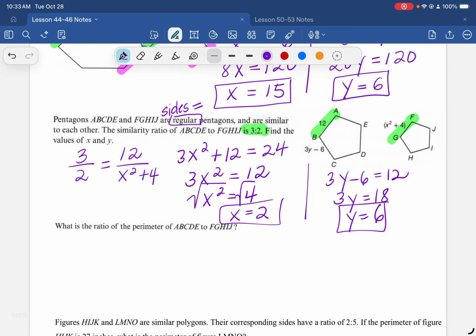Technically, if I know that theorem, I can just write down 3 to 2 and box it, because I know that the perimeter ratio is equal to the corresponding side ratio. But let's just say we wanted to prove it, or that we forgot the theorem altogether.